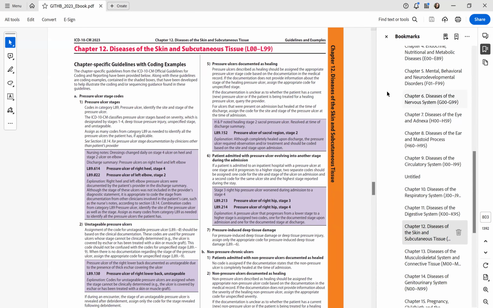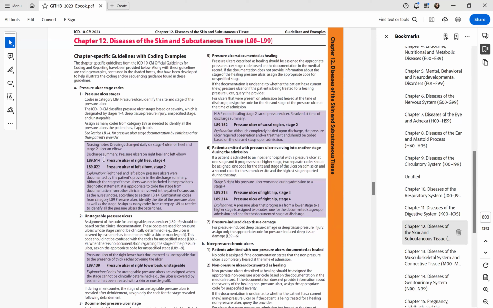Then finally, we have diseases of the skin and the subcutaneous tissue. These all begin with the letter L, L00 through L99. And they have some chapter-specific guidelines. And again, as in the other chapters throughout this textbook, you find a nice summary of all these different guidelines. You may want to review some of these that show up not only in your textbook, but here in the very front of chapter 12. Chapter 12 being the chapter of the code book that has the diseases of the skin and subcutaneous tissues.